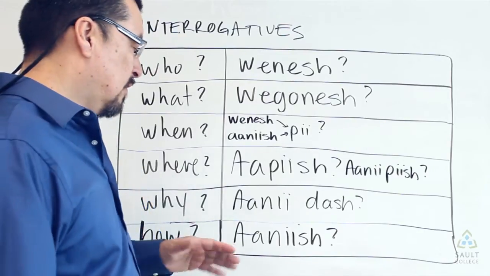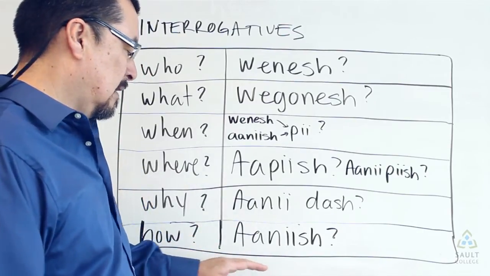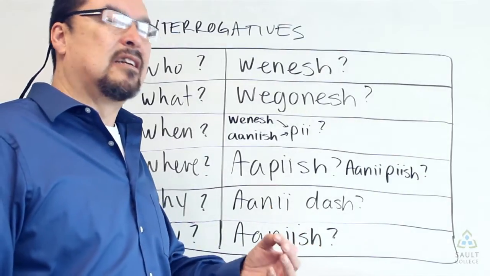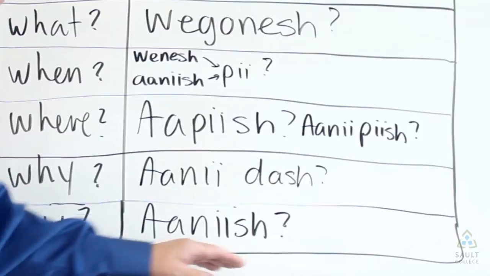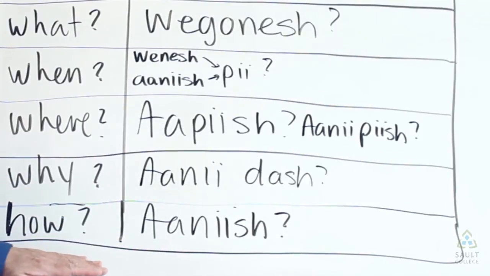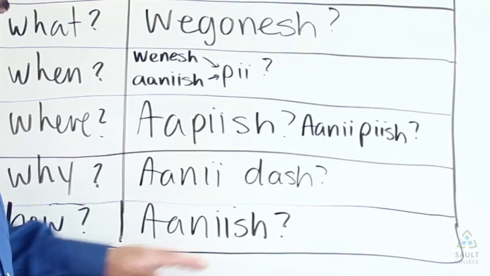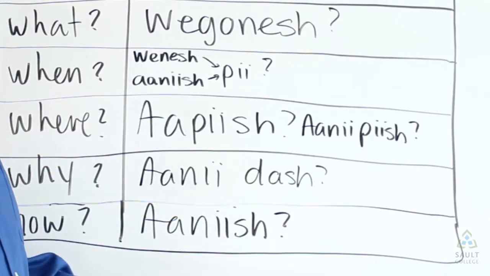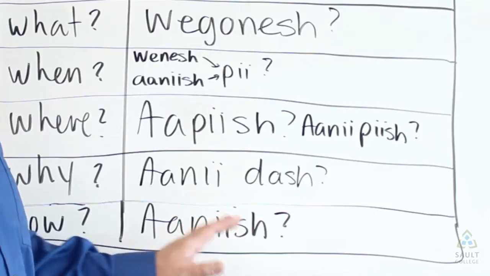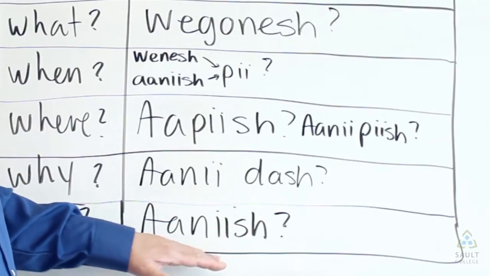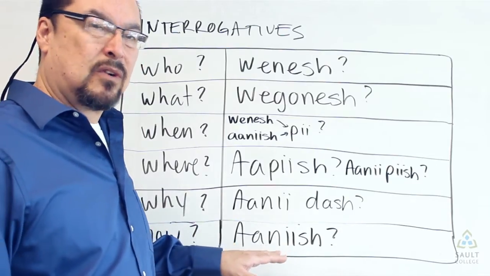So there are a number of different questions that in the English language start with different interrogatives, but for the Anishinaabek, a lot of things will start with Anish. Anish na. Okay? Anish pi. There's all sorts of different phrases that you'll hear this word used for.